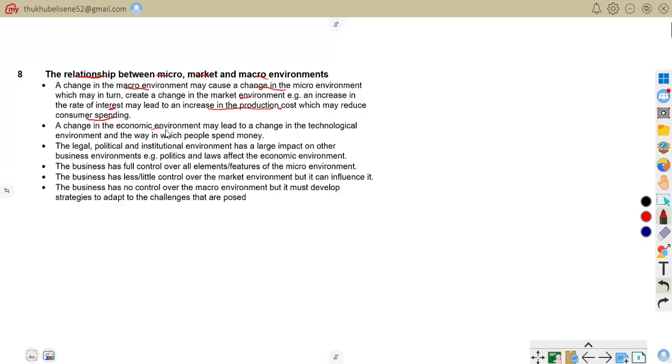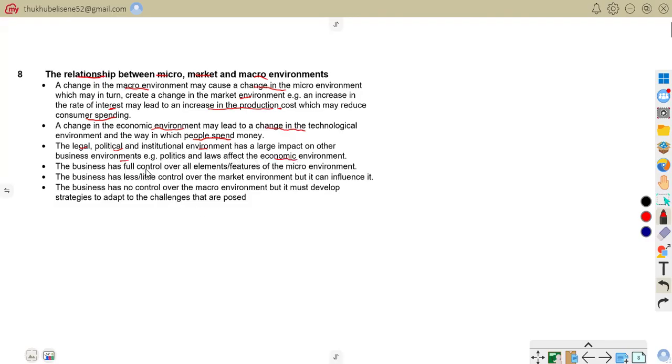A change in the economic environment may lead to a change in the technological environment and the way in which people spend their money. Here we're still talking about the macro environment and the way in which people spend their money. The legal, political, and institutional environment has a large impact on other business environments. For example, politics and laws affect the economic environment.